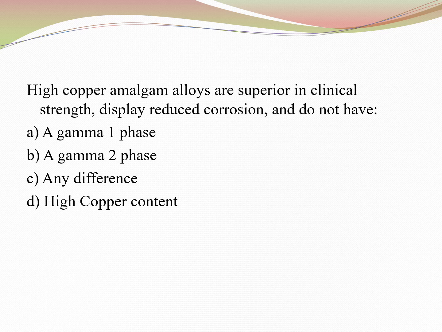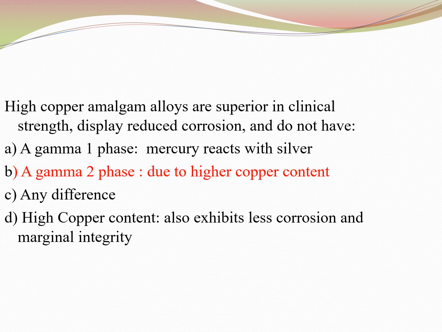Another amalgam question. High copper amalgam alloys are superior in clinical strength. They display reduced corrosion and do not have, see if anybody remembers this, I mentioned it in the previous slide, A, gamma 1, B, gamma 2. High copper alloys do not have a gamma 2 phase. And again, that helps their strength and that expansion. It makes it safer in the tooth, so they don't have cracking of the tooth structure itself because they've eliminated that gamma 2 phase.